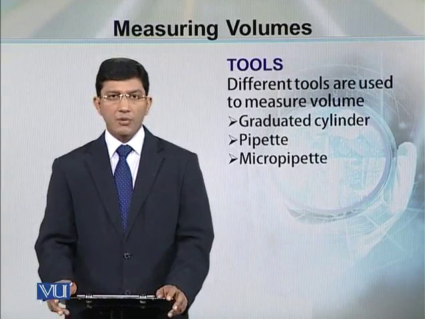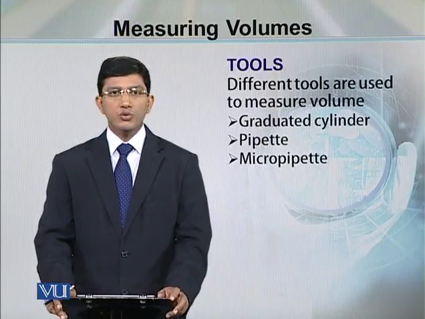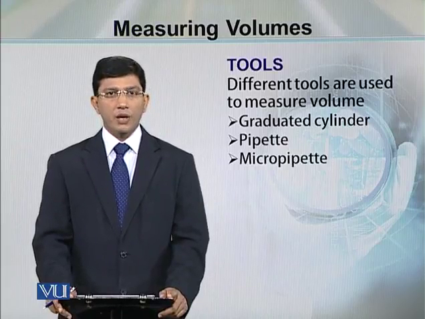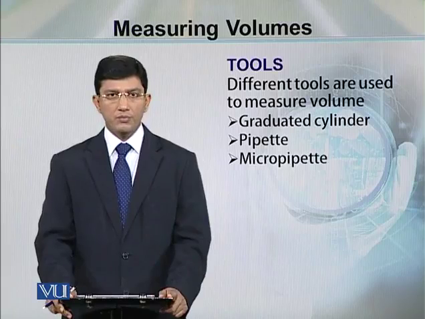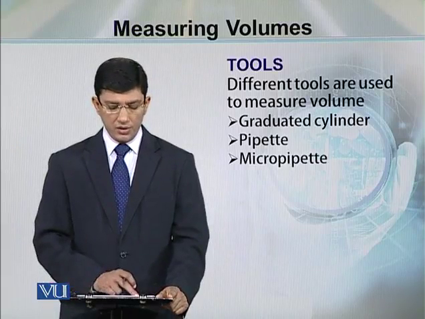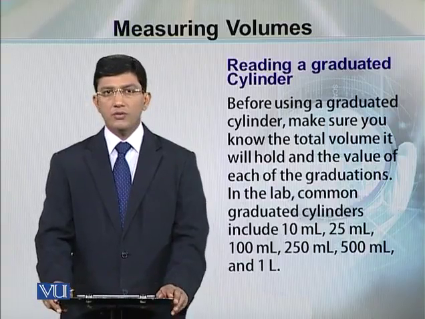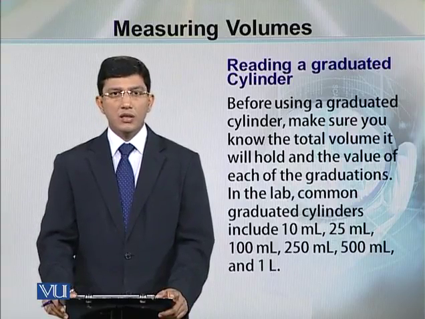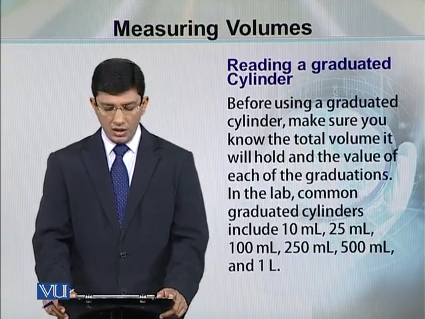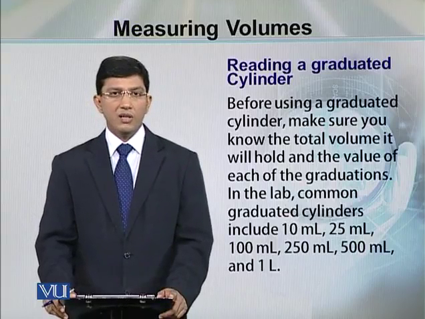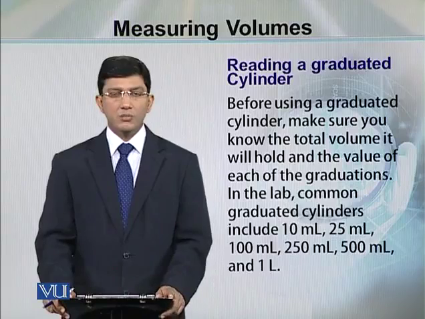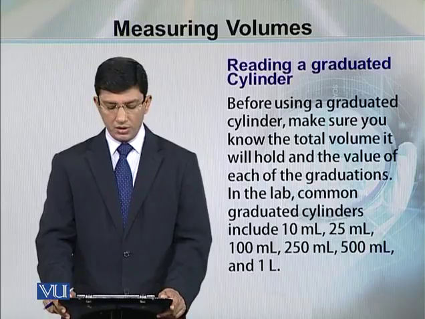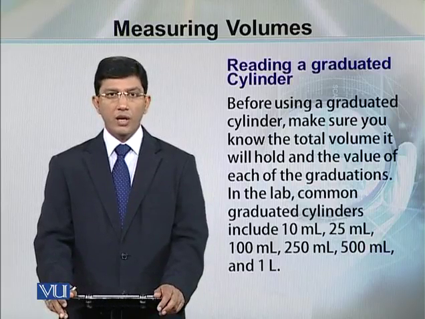In a biotechnological lab or facility, there are some tools for volume measurements. For example, graduated cylinders, pipettes and micropipettes. These graduated cylinders are made of glass or plastic and have graduation on the outer surface, and they are available in different capacities. For example, 10 milliliter, 25 milliliter, 100 milliliter, 250 milliliter, 500 milliliter and 1 liter.